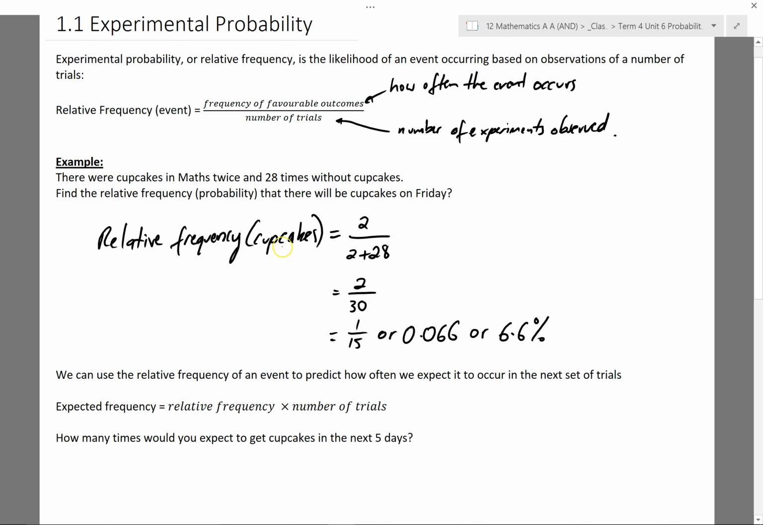Always just write relative frequency and in brackets the thing that you're trying to find the relative frequency of. Even better if you can write this formula on top there, which I definitely should have done.